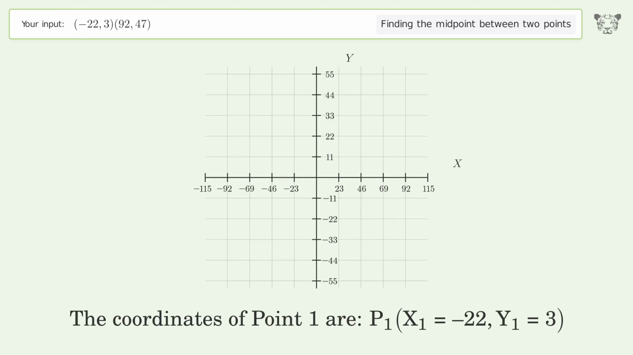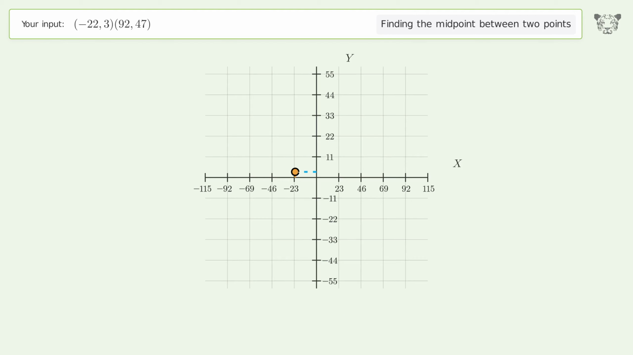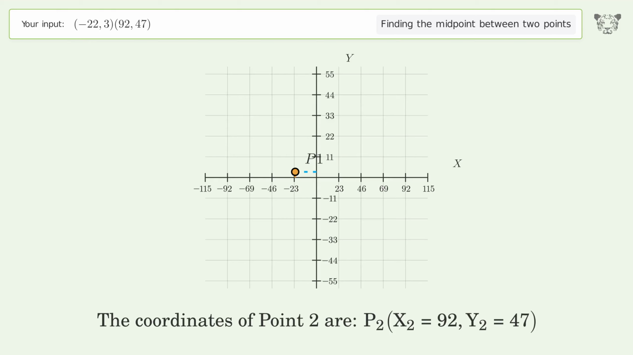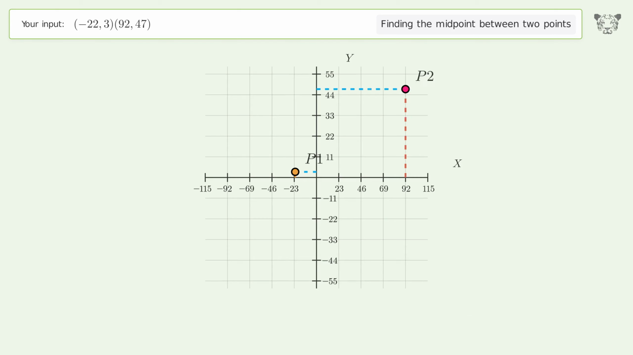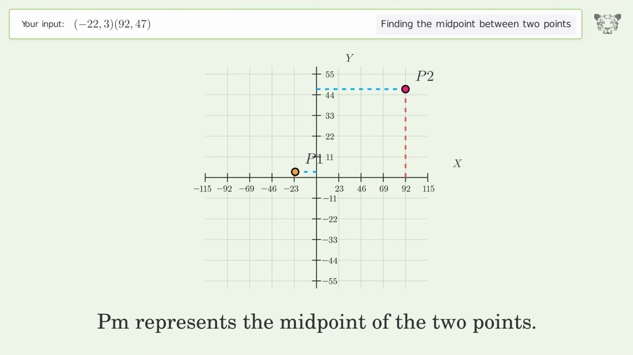The coordinates of point 1 are, x1 equals -22, y1 equals 3. The coordinates of point 2 are, x2 equals 92, y2 equals 47. PM represents the midpoint of the 2 points.